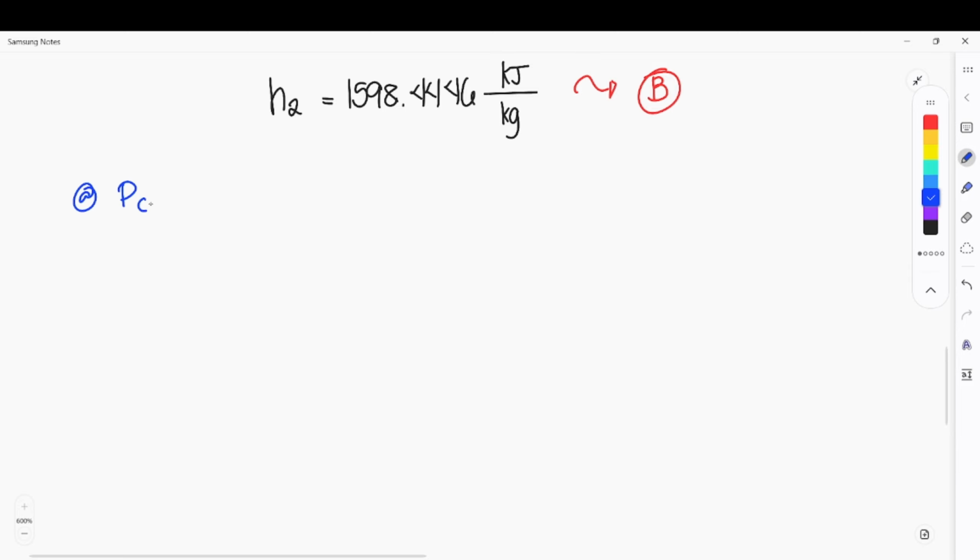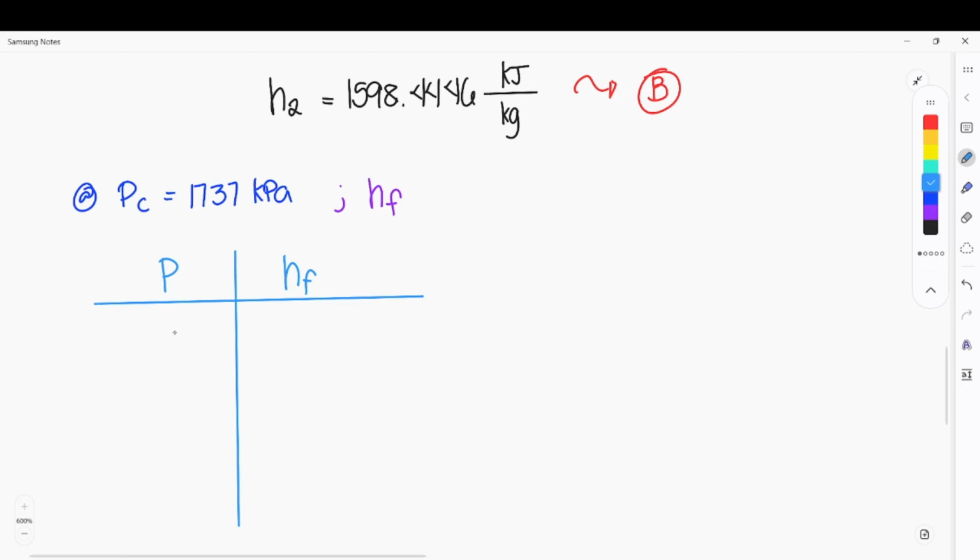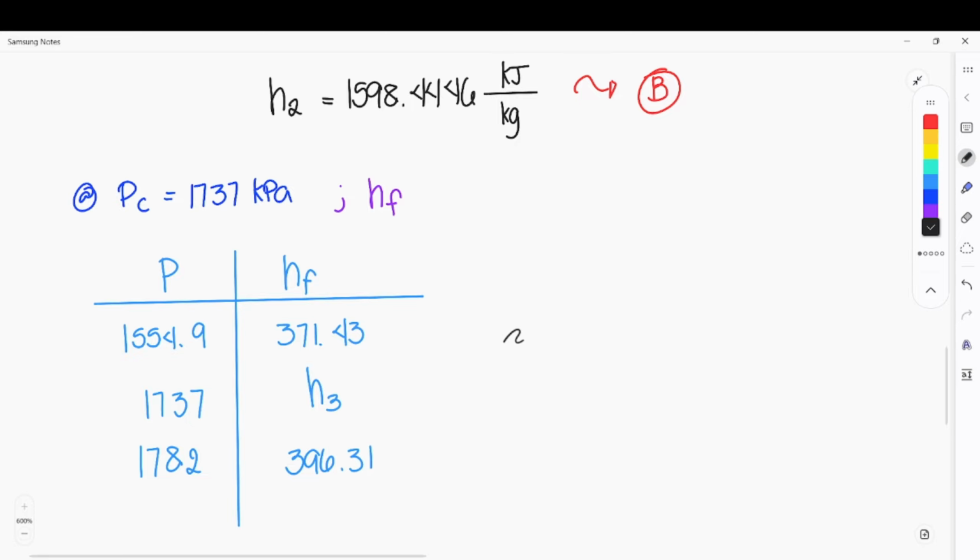Because our H3 is also equal to our H4. So, again, sa pressure at the condenser, 1737 kilopascal, we will now go to the Hf or the enthalpy at the saturated liquid line. Okay, so, inputting the necessary values, pumagitna na yung 1737 sa dalawang pressure na to. Lagay lang natin yung corresponding Hf nila. And sa gitna yung hinahanap natin na H3. Our H3 is Hf and it is also equal to H4.